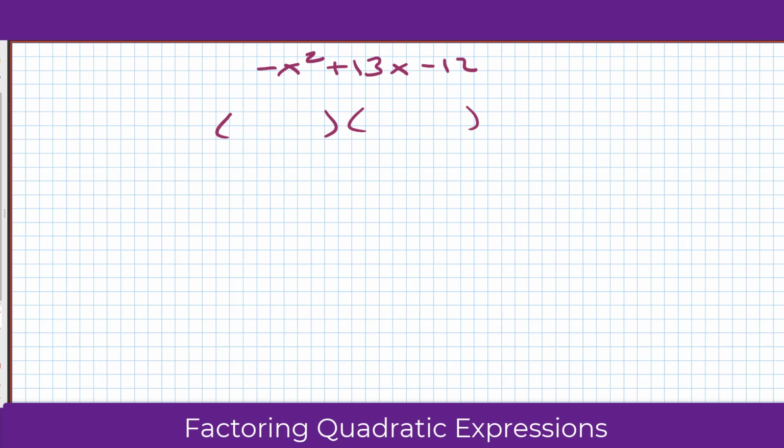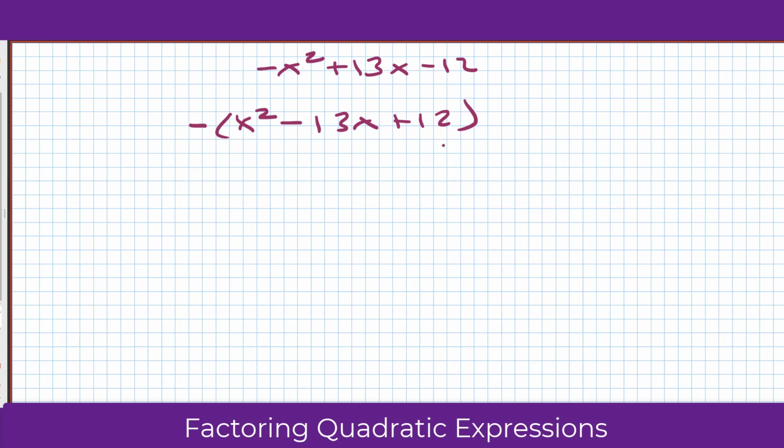What's going to happen here? We've got to factor out that negative 1. So I'm going to take that negative and put it on the outside. I'm sorry, I'm getting a little ahead of myself. That leaves me with x squared minus 13x plus 12. Let me back up just a second and do it that way. So we've got a negative, and inside we've got x squared minus 13x plus 12. All right, so we've got that taken care of.